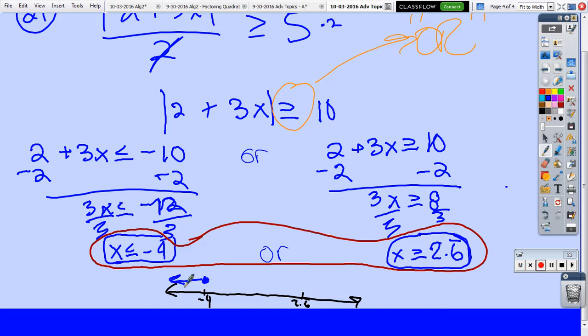And it's going to the left, good. And then x is greater than or equal to 2.6 repeating, which is also going to be filled in, and then it's to the right, so that would be the graph.